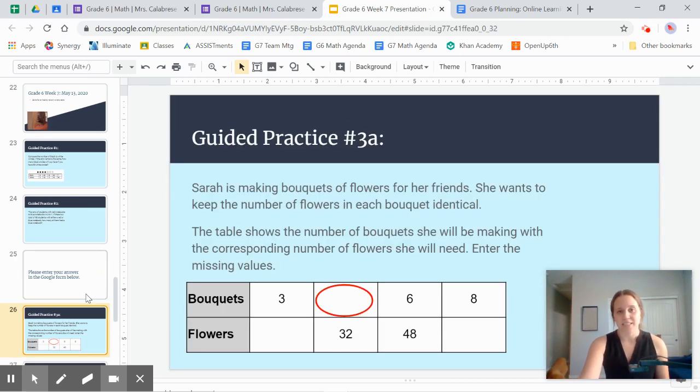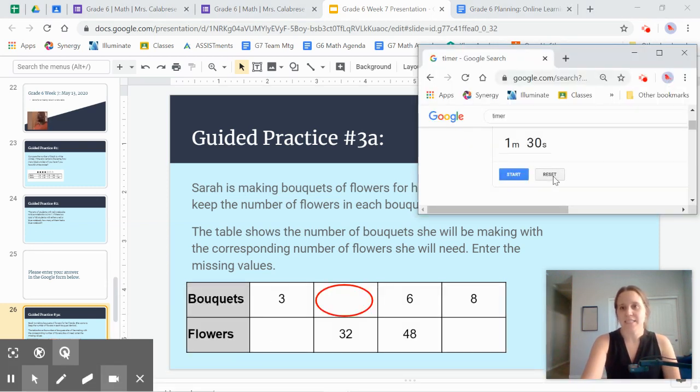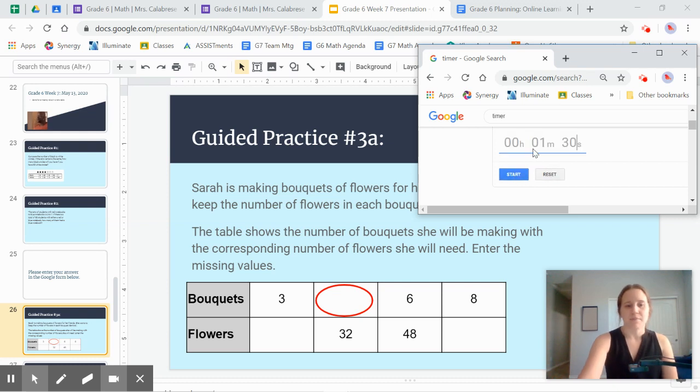Here's another question. This is number 3A. We're going to break this question into multiple parts. This is part A. Sarah is making bouquets of flowers for her friends. She wants to keep the number of flowers in each bouquet identical. The table shows the number of bouquets she will be making with the corresponding number of flowers she will need. Enter the missing values. Go ahead and focus on this value with the red circle. Let's take 1 minute to do that.